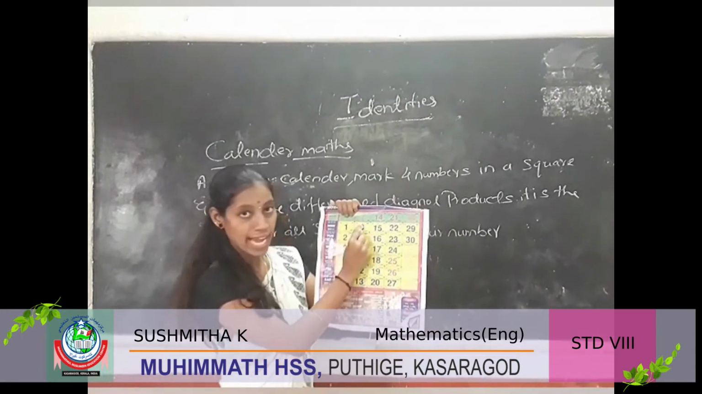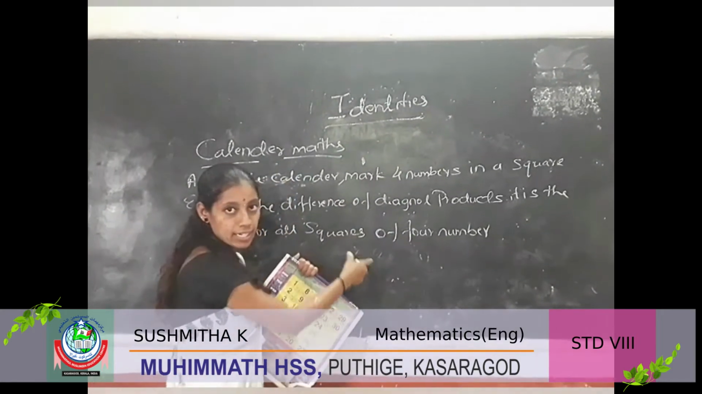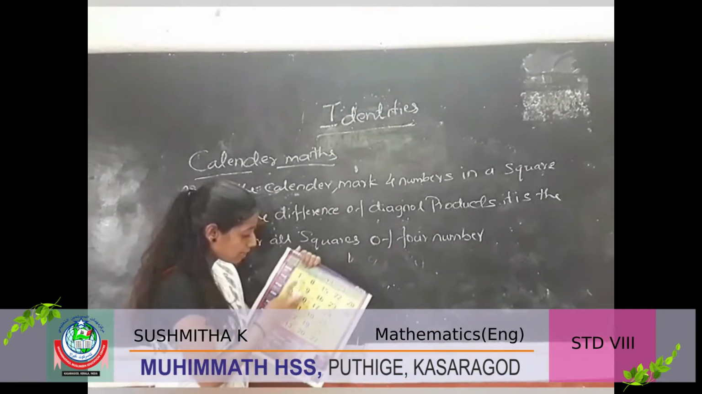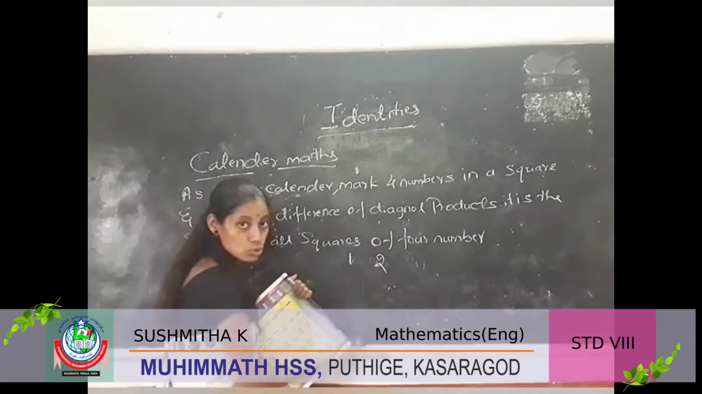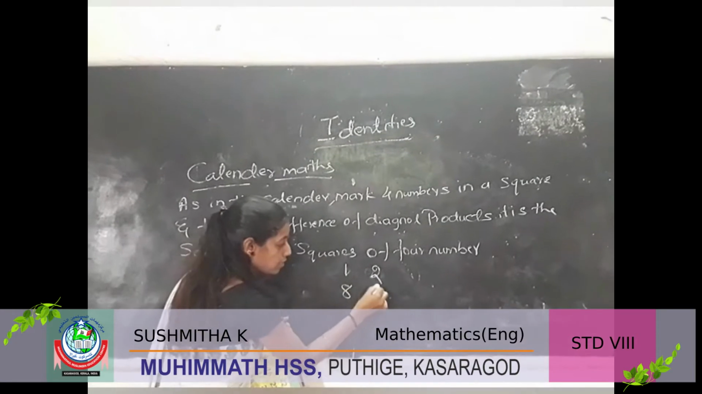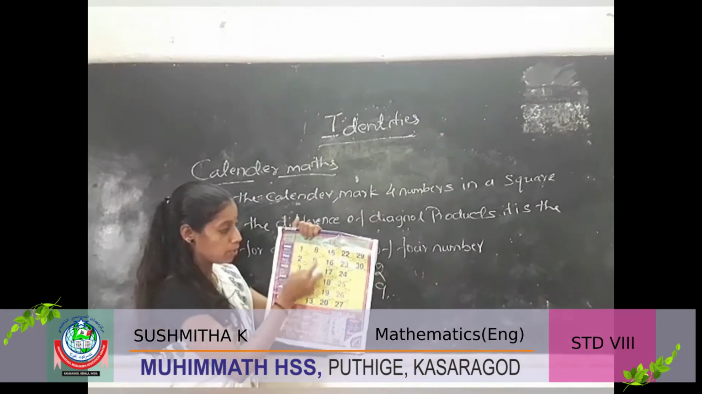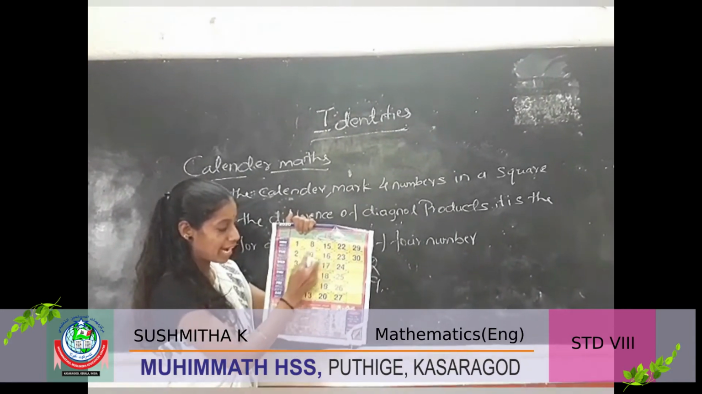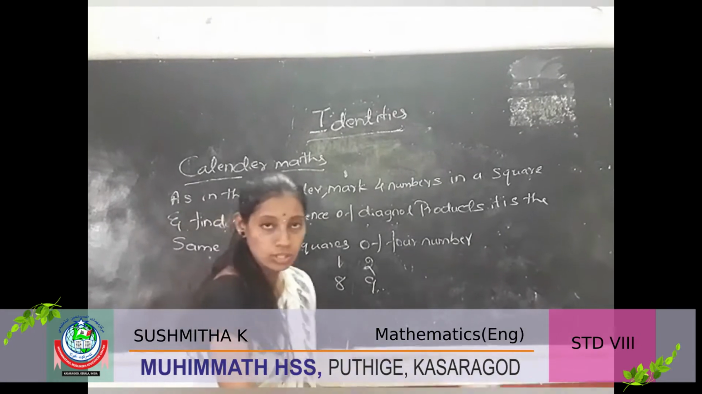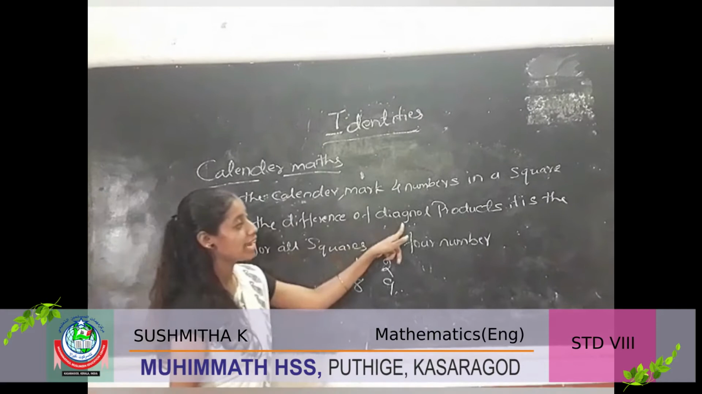1, 2 and 8, 9. I will write it on the board, okay? 1, 2 and 8, 9. I chose the 4 numbers in a square shape. So 1, 2 and 8, 9 I write on the board. Then find the difference of diagonal products.